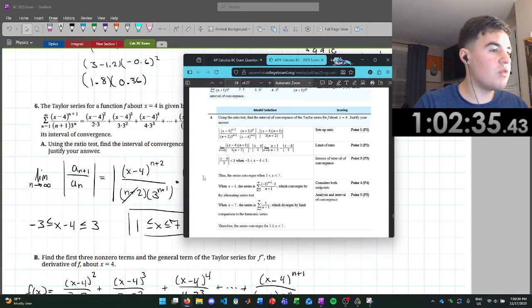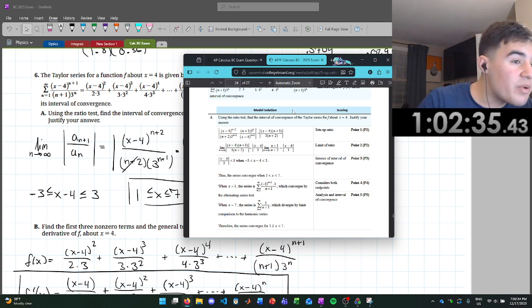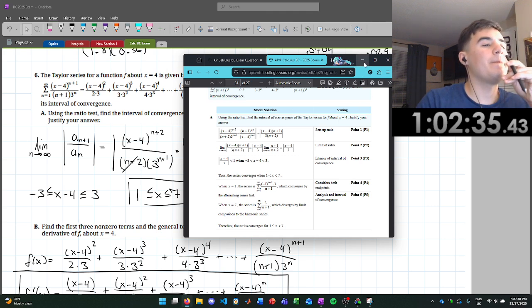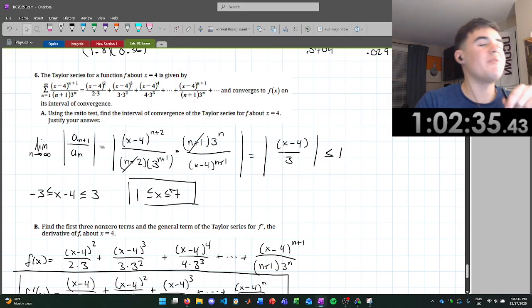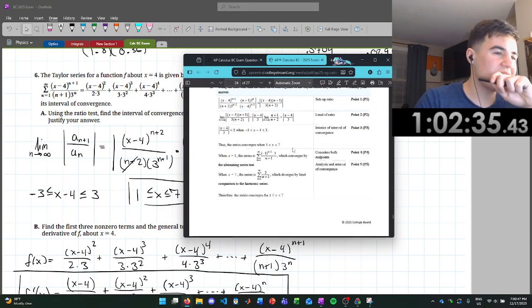Let's see. Ratio 1 between 1 and 7. Oh my gosh, I forgot the endpoints. That's only 3 points. I lost 2 points there. When you do this, you're supposed to consider the endpoints. It's been so long since I've thought about this. Yeah, okay.